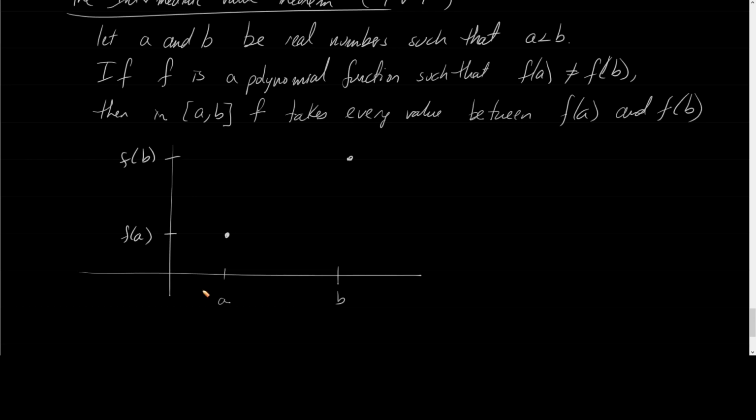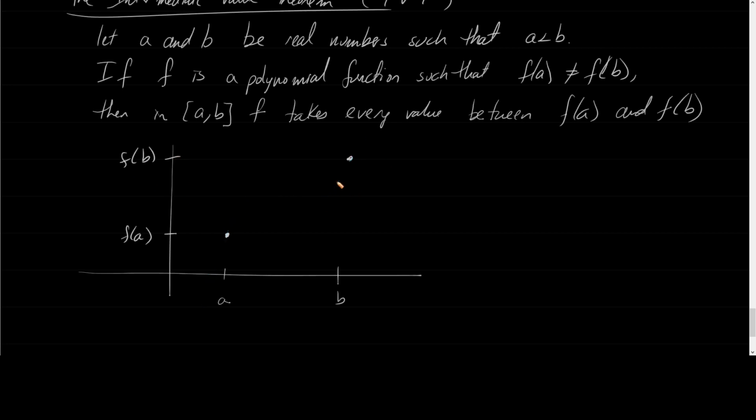It's saying here that if f is polynomial, then f takes every value between f of A and f of B. So it's going to have to hit every single value in here throughout this interval from A to B. It could look something like this. Definitely every single value between f of A and f of B is hit.